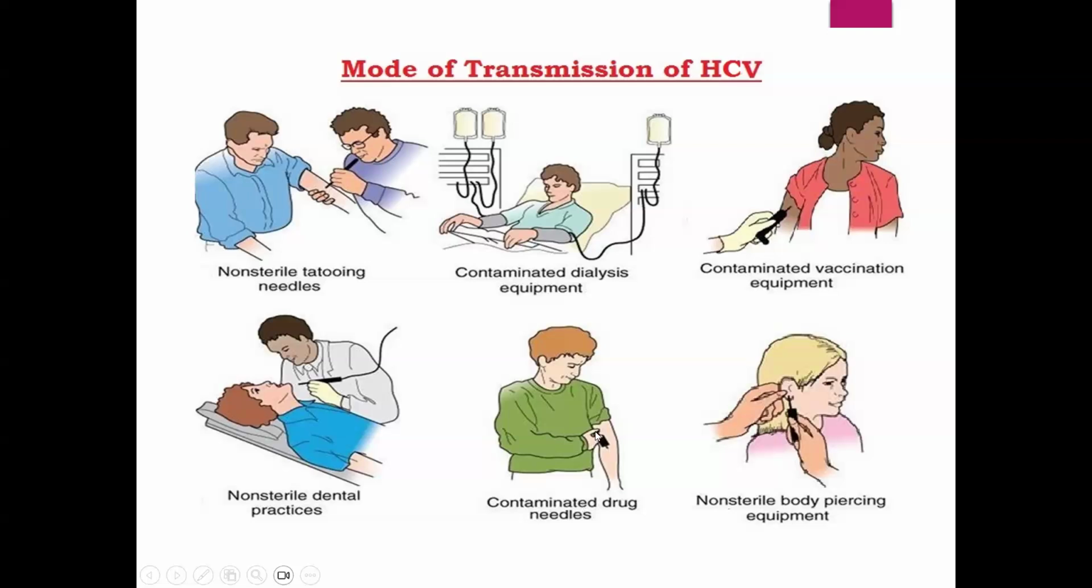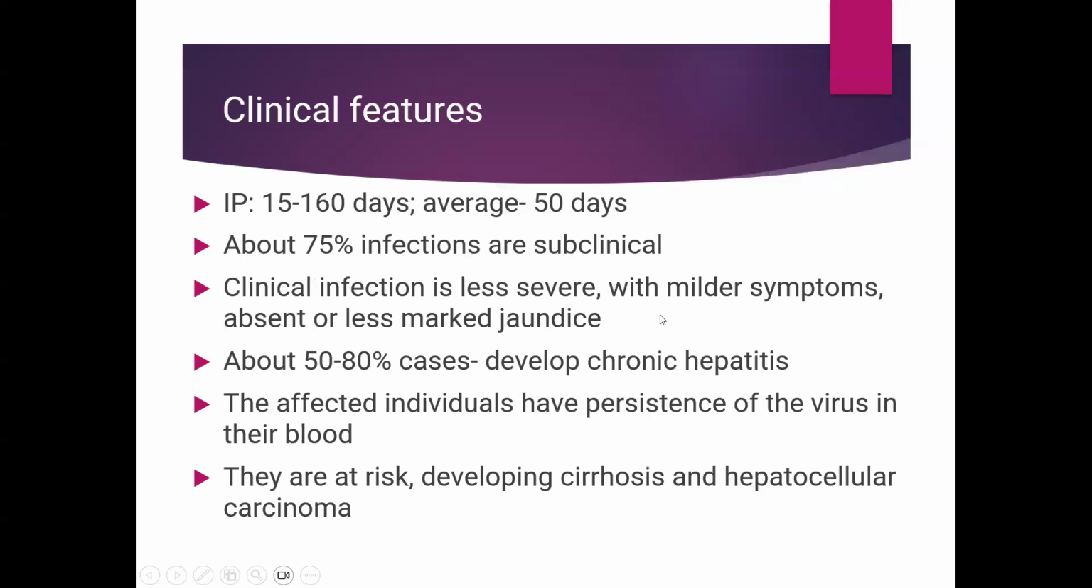And next, contaminated drug needles, like intravenous drug abusers. In the case of intravenous drug abusers, a group of people will be sharing one drug among themselves. So in that case also there are chances of infection. And contaminated vaccination equipment, or non-sterile syringes or needles, and non-sterile body piercing equipment.